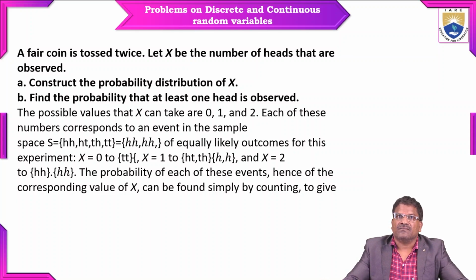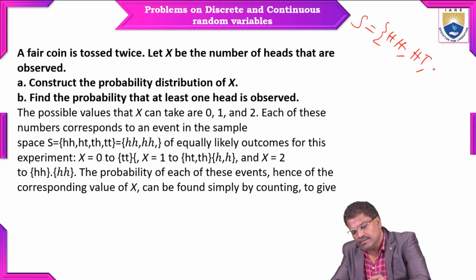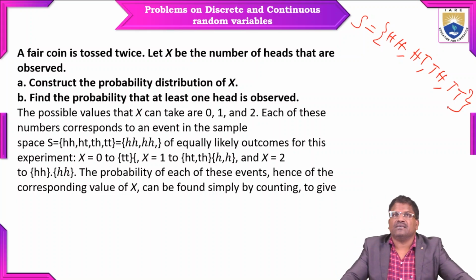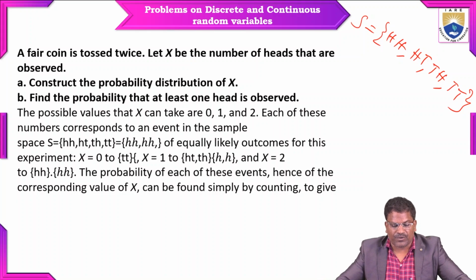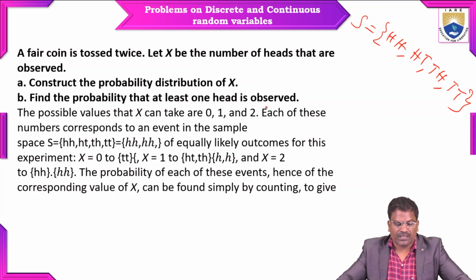Each of these numbers corresponds to an event in the sample space. S is equal to, what is the sample space? Head head, head tail, tail head, tail tail. This is a sample space. Now, find the probability that at least one head is observed. At least one head observed means both heads also can be there, but a minimum of 1 head should be there.